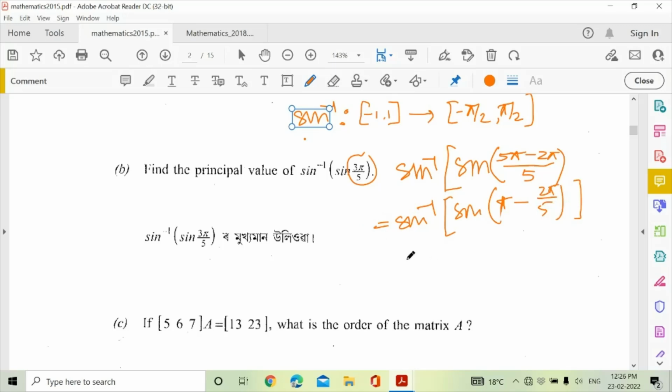Okay, now look, next, obviously sin inverse, and it is known to you sin(pi minus theta). It is known to you that if pi is there, whether the pi coefficient is odd or even, the trigonometric ratio will remain the same. So if pi is there, the trigonometric ratio will remain the same. It will be sin of twice pi by 5, correct. So this is the answer.